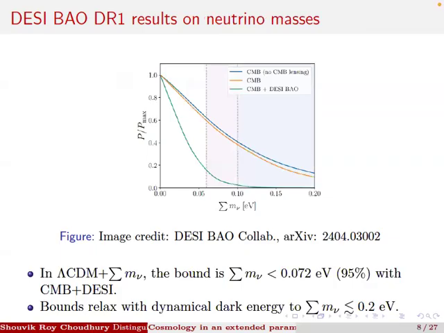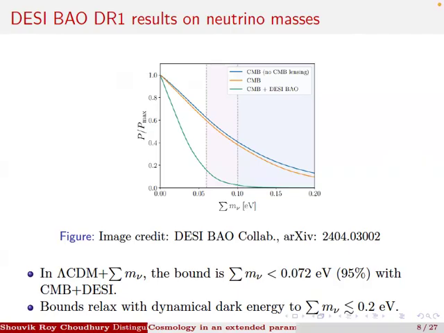Another problem that was found in the DESI BAO results is the result on neutrino masses, and the constraint that they get in the lambda CDM plus sum of neutrino masses model. So there is no varying dark energy here. The bound is 0.072 eV, which is quite strong, and they only use CMB plus DESI data, not supernovae, because lambda CDM is actually disfavored when you consider supernovae data together. But the bounds relax to less than around 0.2 eV if you have a dynamical dark energy model.